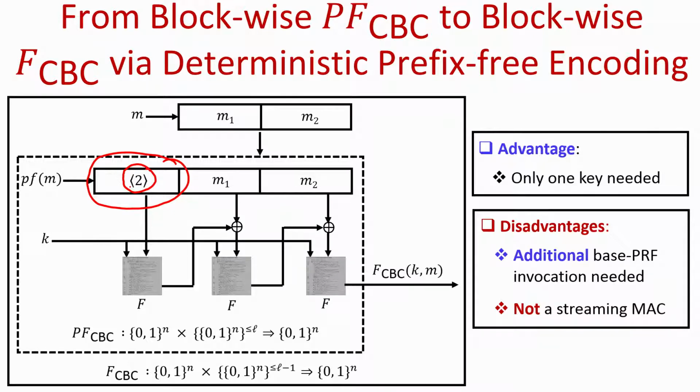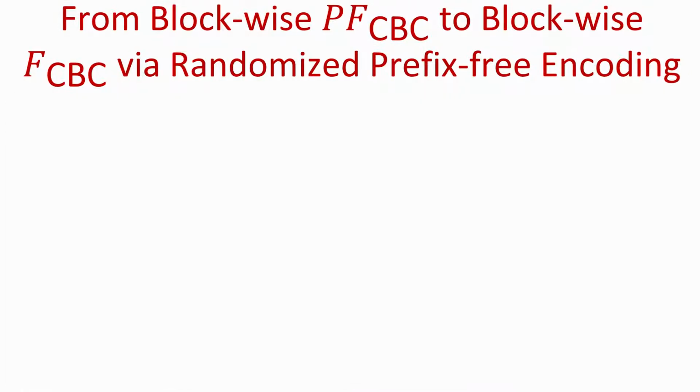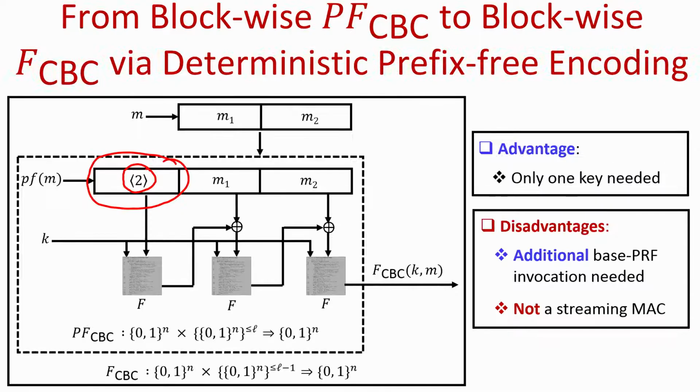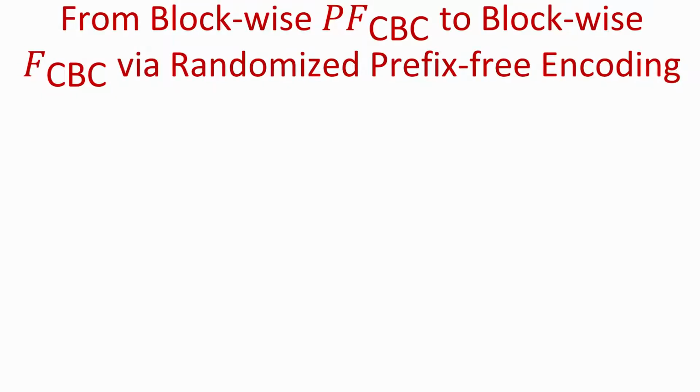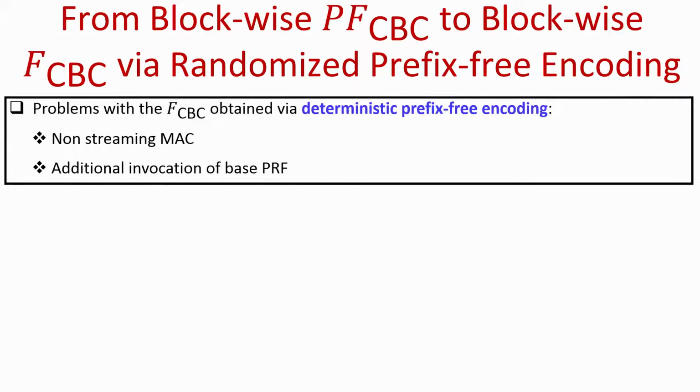So, that is why it does not give you a streaming MAC. That is the approach of going from a block-wise prefix-free secure PRF to a block-wise fully secure PRF using deterministic encoding. And now we see how we can go from this block-wise prefix-free secure PRF to a block-wise fully secure PRF using a randomized encoding, a randomized prefix-free encoding.